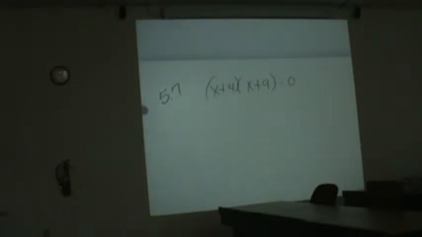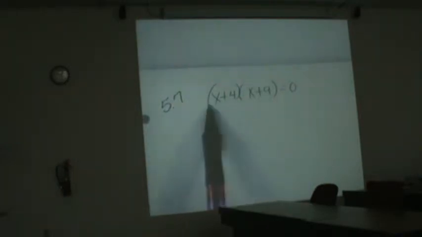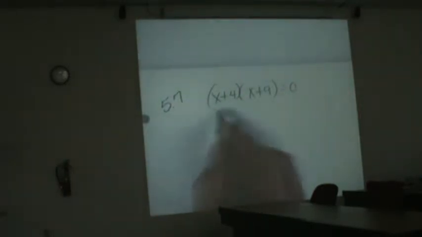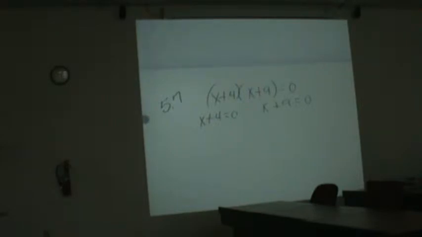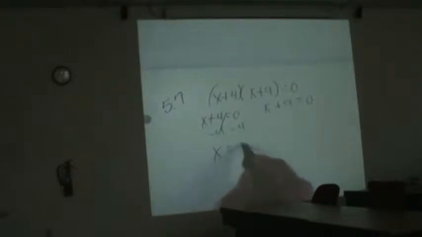It's going to have 2 answers. So what you're going to do is, you know 0 times anything is 0. So either one of these, if there's 0, it will come out to 0. So you're going to set each factor equal to 0. Say x plus 4 equals 0, and x plus 9 equals 0. So solving this one, you just subtract 4 for both sides, so x equals negative 4. And on this part, you subtract 9, so x equals negative 9.